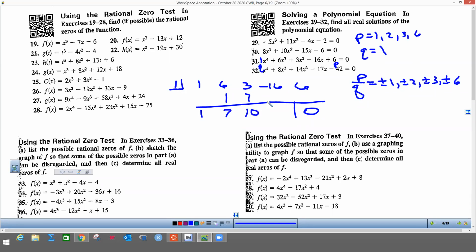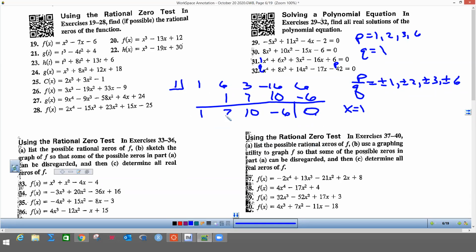Take the number in the box times the number under, put it under the next number, add those two together, I get negative 6. And 1 times negative 6 is negative 6. And you see we get 0. So that means that one of my zeros, I'll just write it over here, is x equals 1. Now I need to find another one.